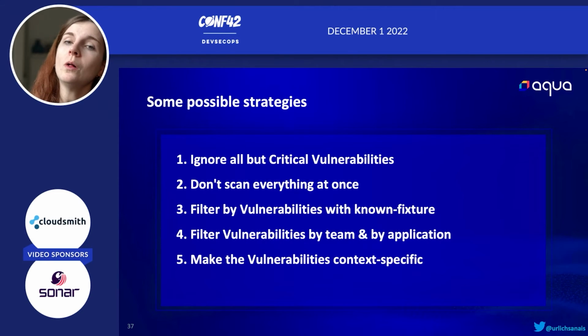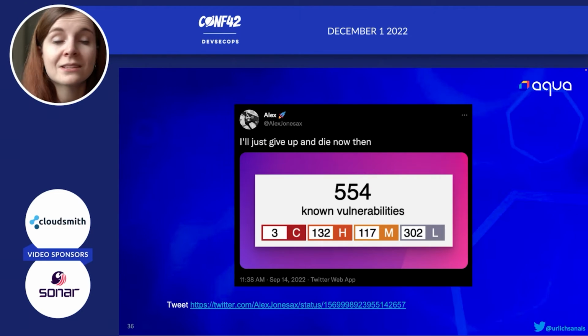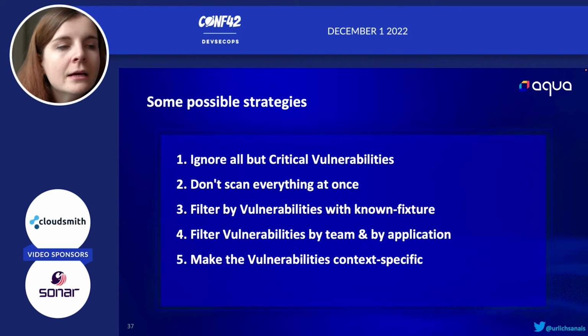First one is ignore all but critical vulnerabilities. He only has 3 critical vulnerabilities. That's easy to address. Just take care of the critical vulnerabilities first and then look in a more productive way at the rest. Don't scan everything at once. I don't know if they scanned just one resource or if he scanned multiple resources, but there's really no need to scan everything at once. Just scan the most critical workloads first.